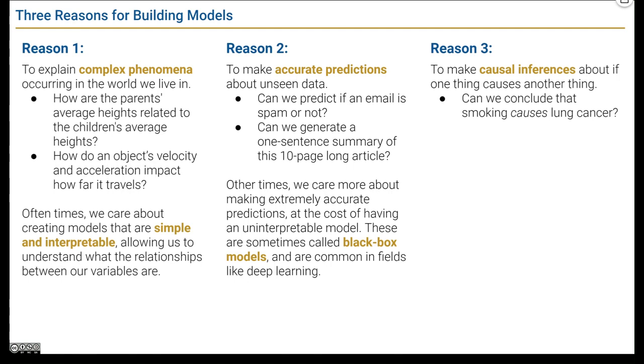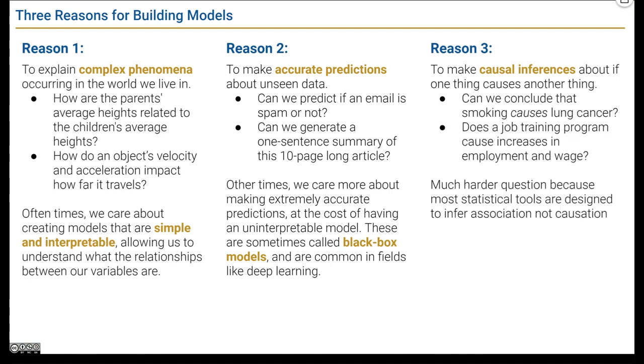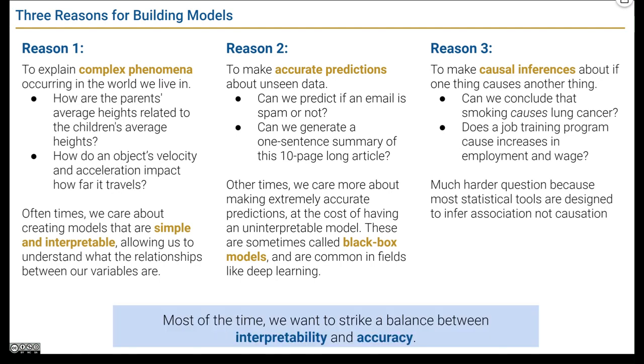A third reason is to make causal inferences. This is a much harder thing to do, as we've talked about, because it really depends on your experimental design. And most of our statistical tools are designed to really infer association, not causation. In this class, we're going to be focusing on trying to balance reason 1 and reason 2. So yes, I want to be able to be accurate, but I often will want my model to at least be interpretable, and vice versa.